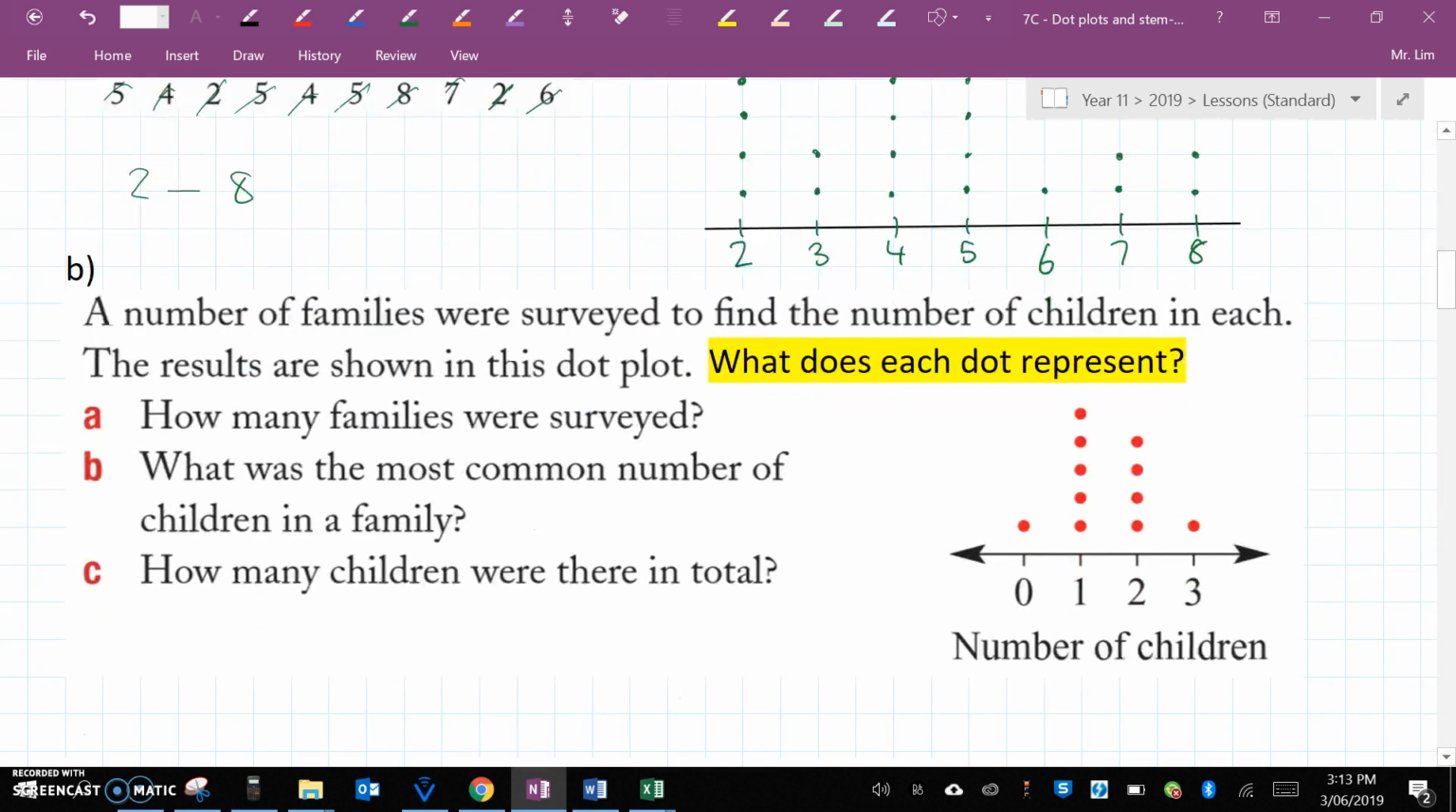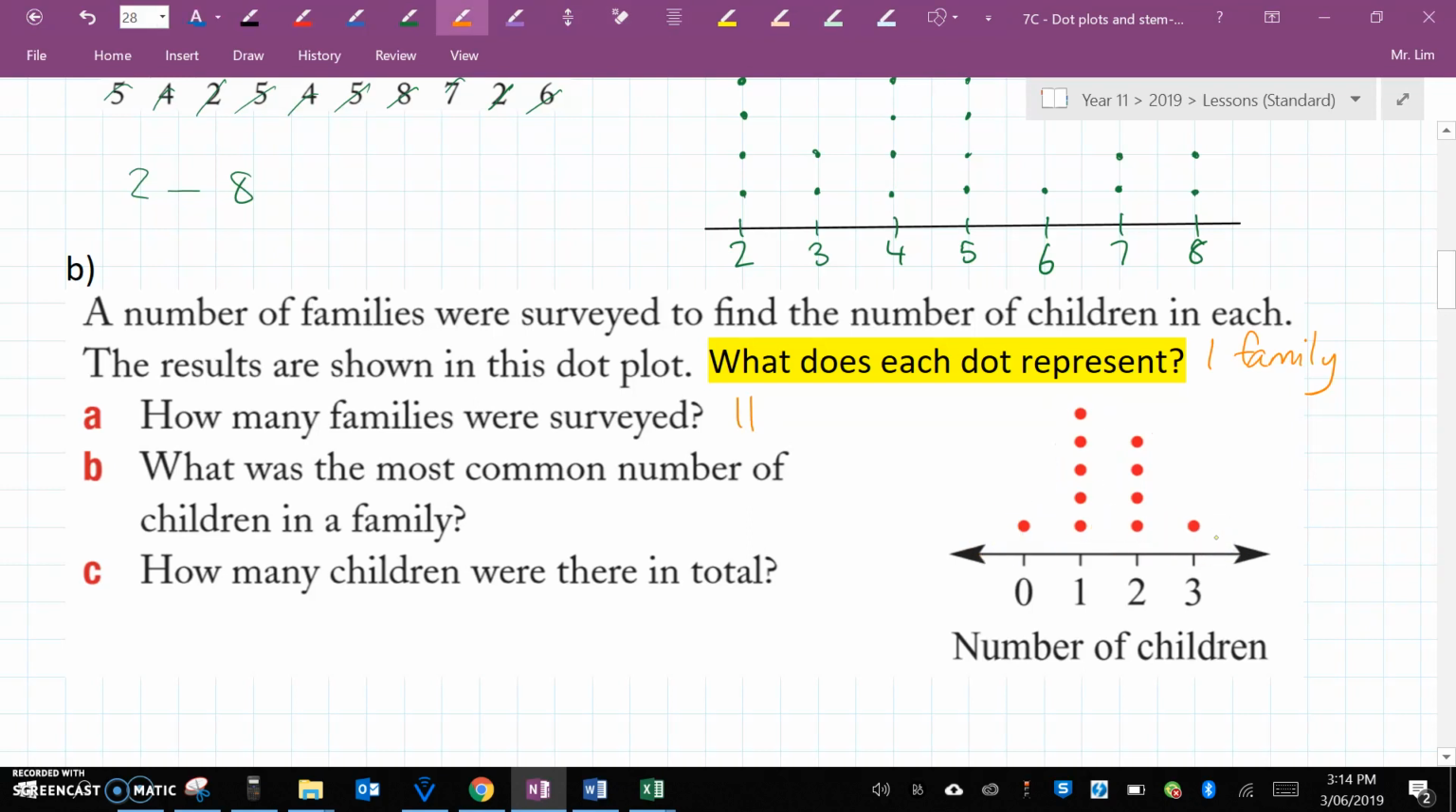Question B. A number of families were surveyed to find out the number of children in each. The results are shown in this dot plot. What does each dot represent? Each dot represents one family. So in this family, there are no kids. In this family, there are 2 kids. In this family, there is 1 child. How many families were surveyed? 1 plus 5, 6 plus 4, 10 plus 1, 11.